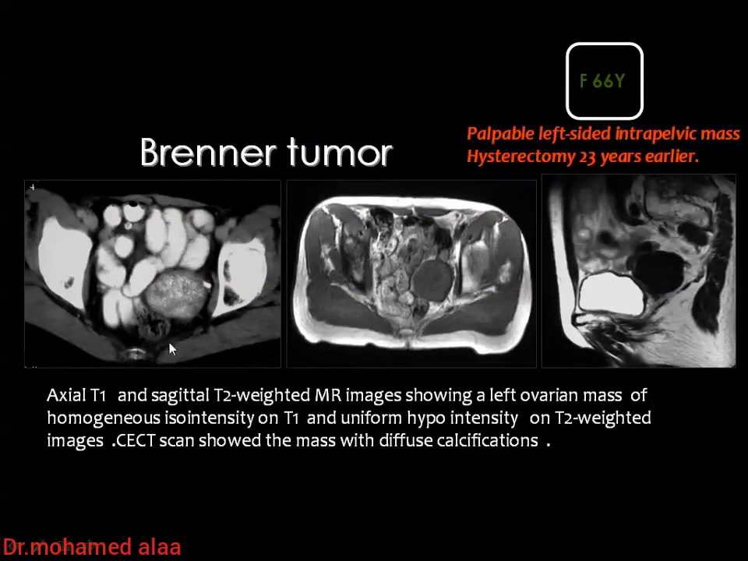This is the classic appearance of Brenner tumor by CT, solid lesion containing calcium, and by MRI, you see the lesion of low signal, and in the T2 weighted image it shows very, very dark signal, like air, for example, in the core.